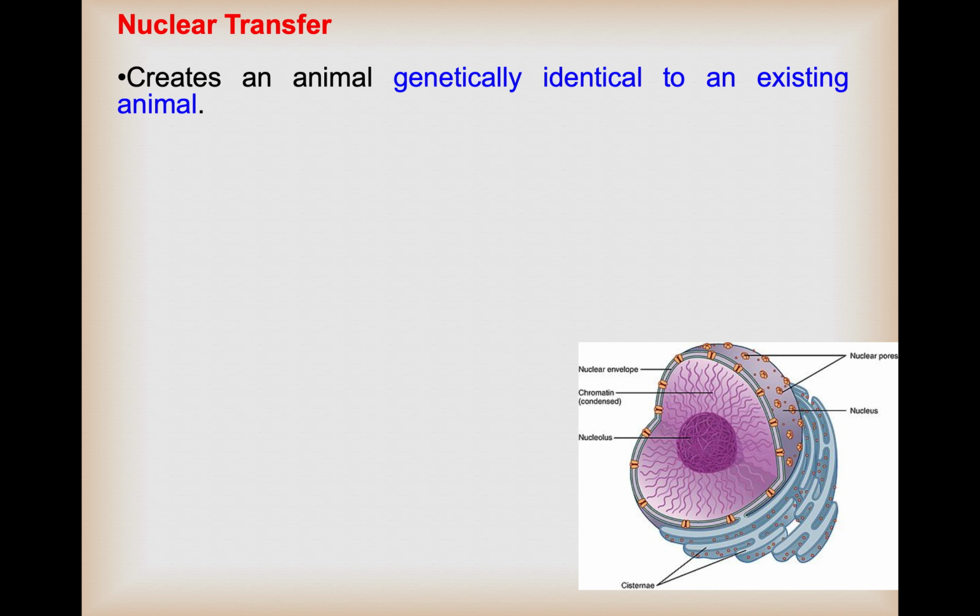So the last method that I'm going to discuss is nuclear transfer. So for those of you who don't remember, this is more or less the structure of a nucleus, whereby you have the nuclear envelope encasing it with nuclear pores on the outside, and you have your nucleolus in the center containing your DNA, your genetic material, plus being enclosed or basically surrounded by your condensed chromatin. So with this method, it enables scientists to create an animal genetically identical to an existing animal. So this is the method used to create Dolly. We will see it in a while.